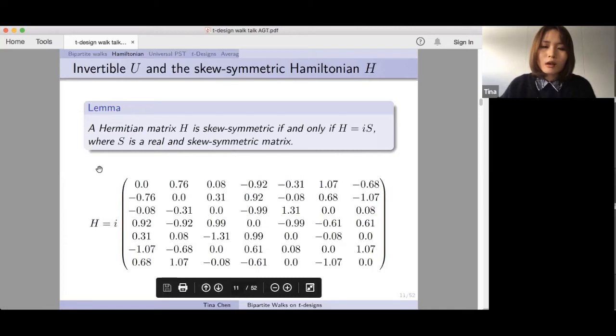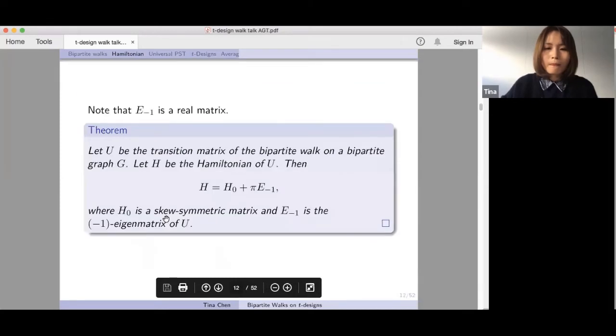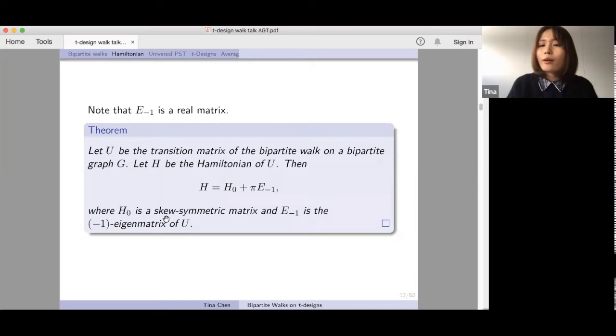So here is the Hamiltonian of the example we just showed before. We can see that the S here will be skew symmetric. And then I can prove that if U is the transition matrix of our bipartite walk, and H is the Hamiltonian, then H can be written as the sum of a skew symmetric matrix H0 plus pi times E minus 1. Here, E minus 1 is the minus 1 eigenmatrix of U. So we just use the lemma we just showed before.